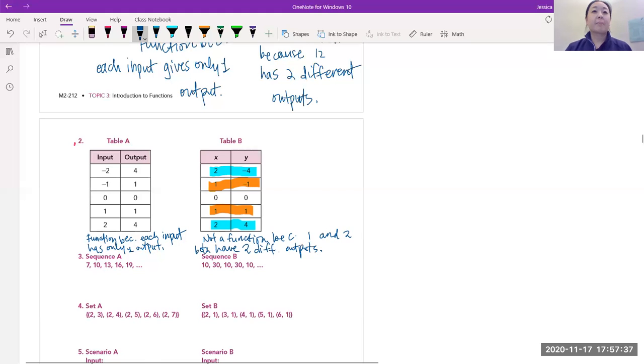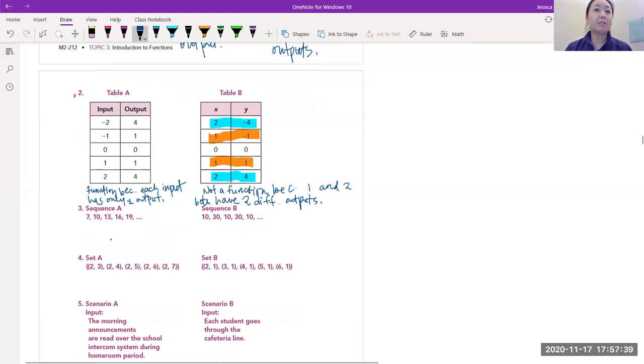All right. And so with sequences, just so that you know, if we were to number these, the term number, which is like 1, 2, 3, 4, is going to be our X, and then our Y is going to be our sequence, right? So right here that's going to be 7, 10, 13, 16, 19. We do not repeat. We just keep on adding 3 every single time, right? So this is a function. Because again, each input has only one output.